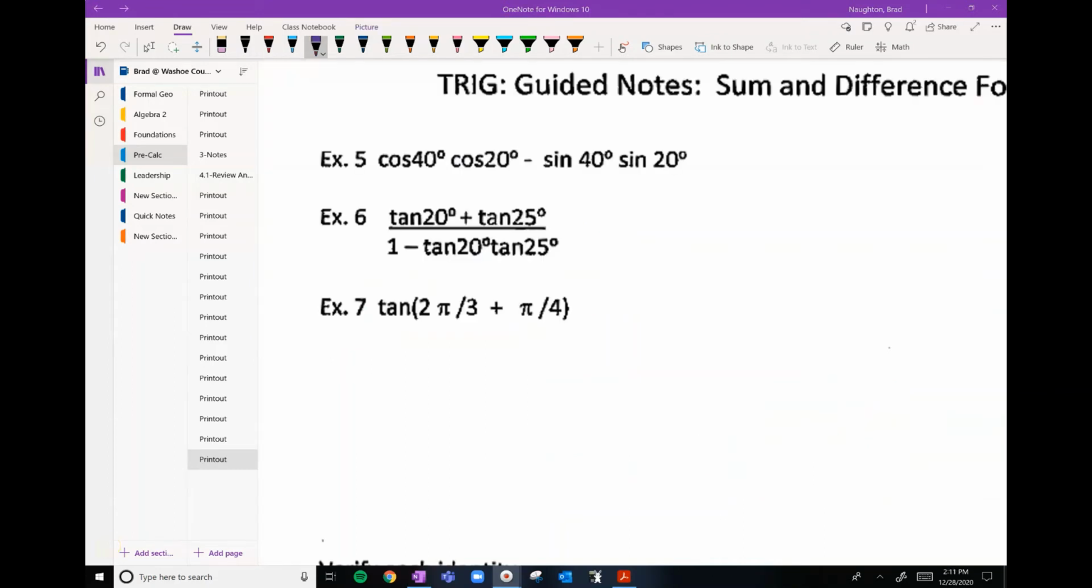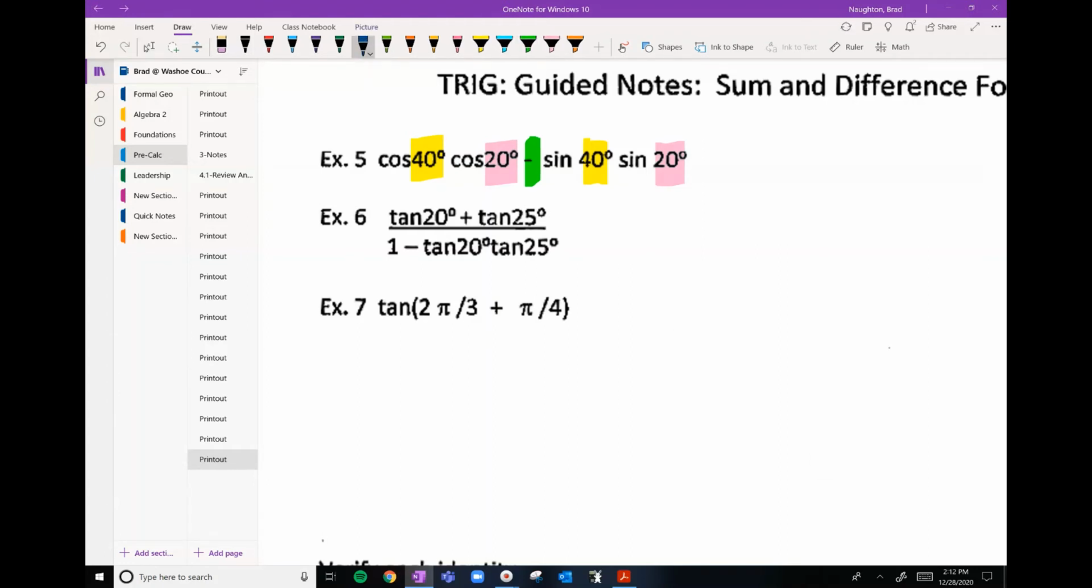Alrighty, in these next examples, remember that you can use our identities to go backwards and make your life a little bit saucier. So if we look at this, notice we have 40 and 40, 20 and 20, and then we have a minus in between, and we're like, okay, this is looking like a cosine rule.